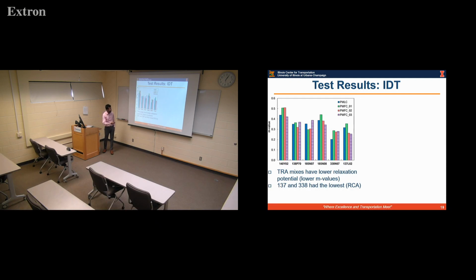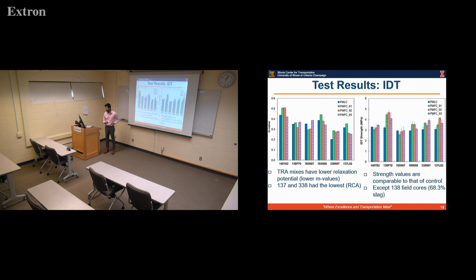With 137 and 338 being the lowest values, and if you recall from the numbers of the mix design, these two mixes have high amounts of RCA, and the rest of the mixes don't have the RCA. RCA is recycled concrete aggregate, which allows more absorption and leaves less binder for the relaxation for the mixes.